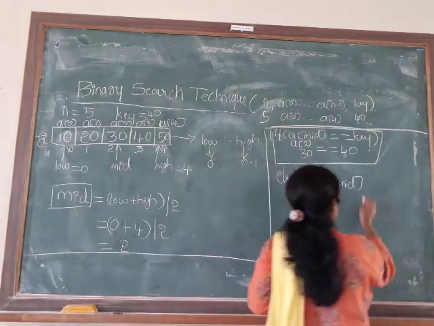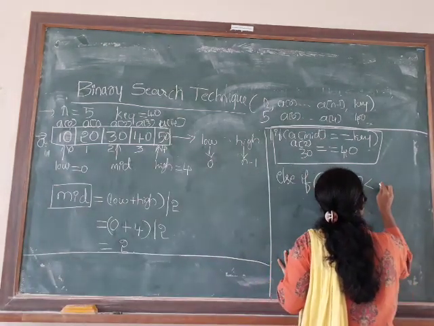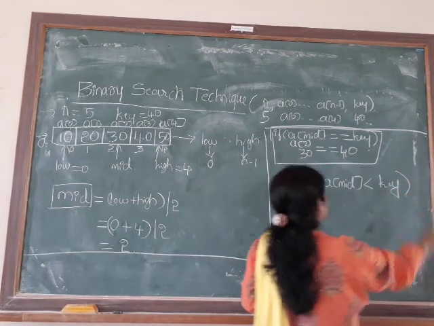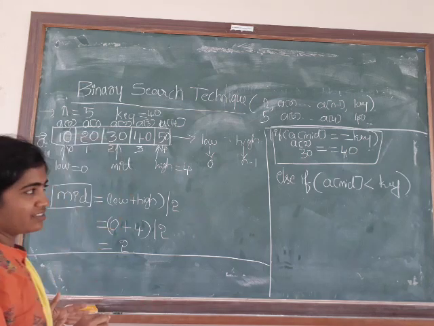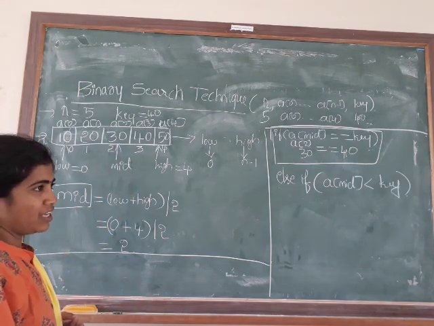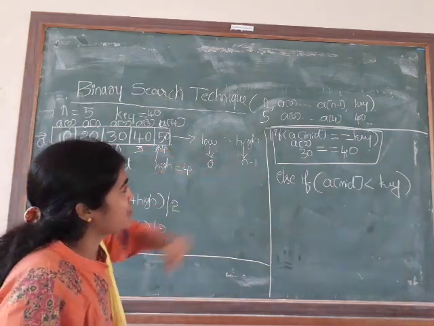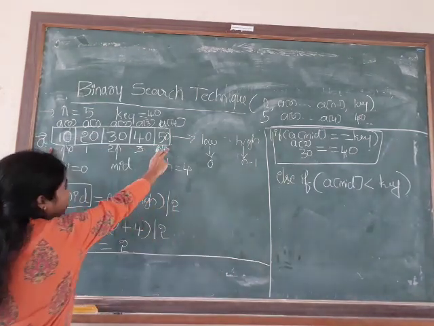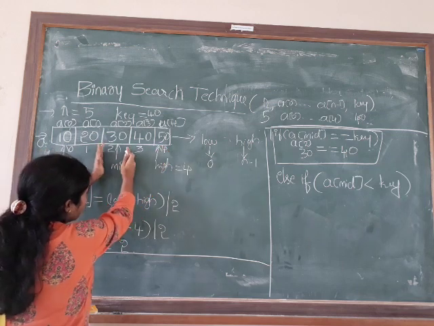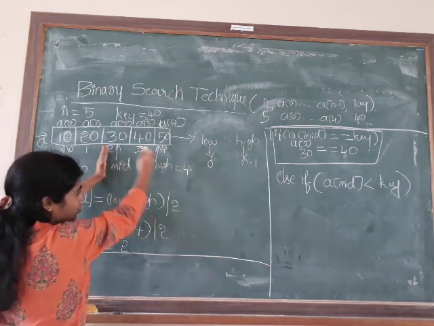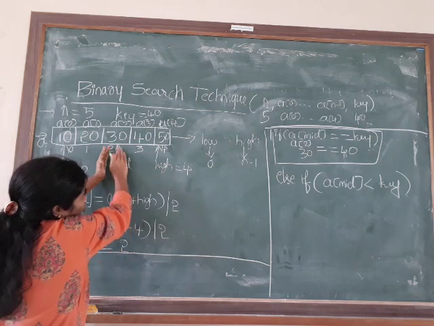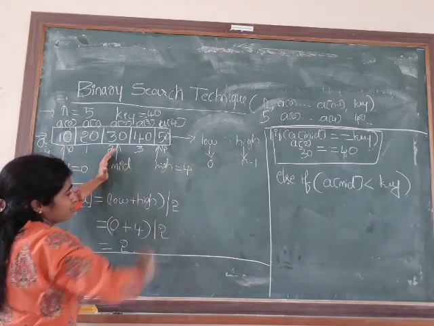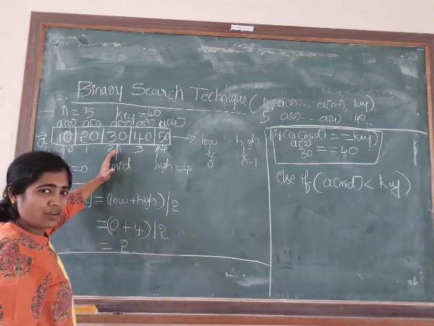That is nothing but if A of mid is less than the key value. See, I have given the elements in ascending order. If A of mid is less than the key, obviously you agree that the key might be present in the next half of the array. Agree with me or not?